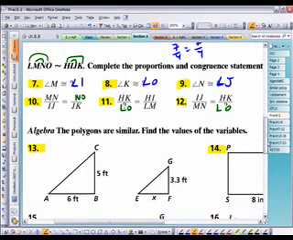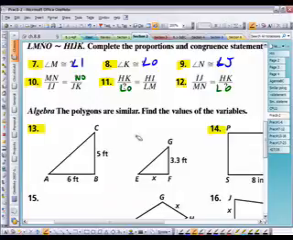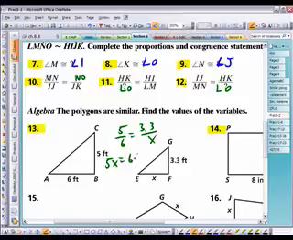Okay, now we're told the polygons are similar. We want to find a value of the variable. So this way you've got to set up a proportion. So 5 over 6 equals 3.3 over x. You could also say 5 over 3.3 equals 6 over x. You could say x over 3.3 is equal to 6 over 5. Variety of possibilities. You cross multiply, you get 5x is 6 times 3.3. Divide both sides by 5 and get a calculator for that.